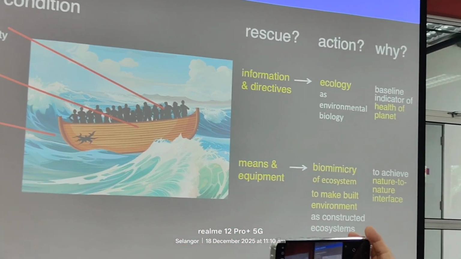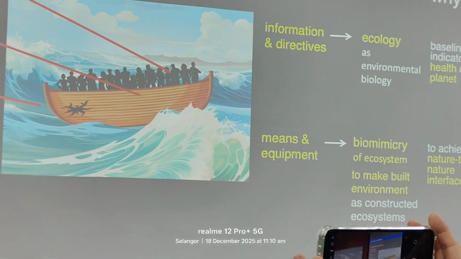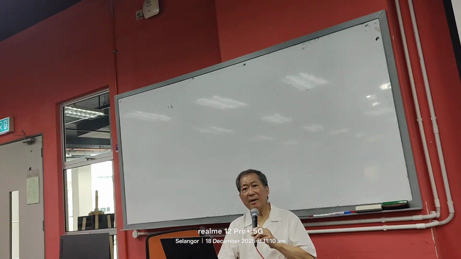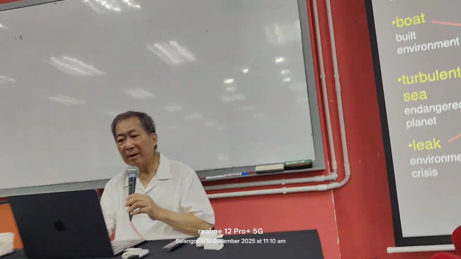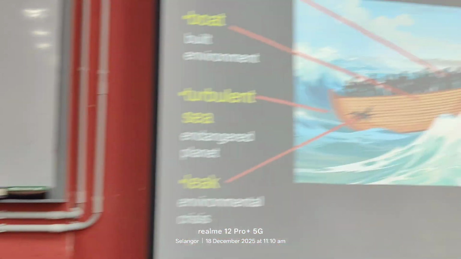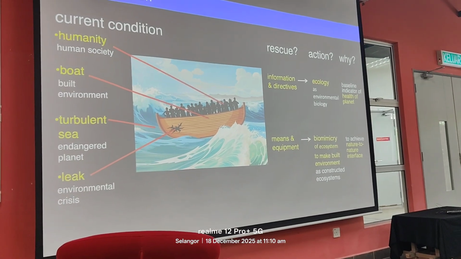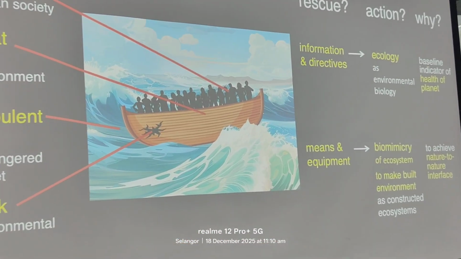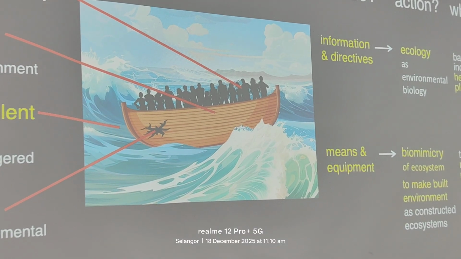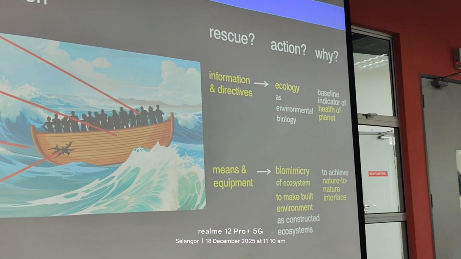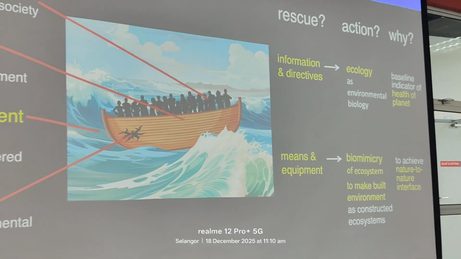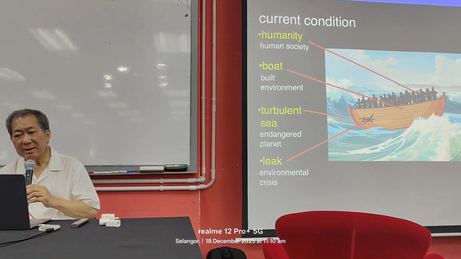This is our endangered planet. But once the boat has a leak, and this is a crisis period, to rescue we need information and directives, and the action needed is ecology. And the reason is ecology is a baseline indicator of the health of the planet. We need means and equipment to escape.